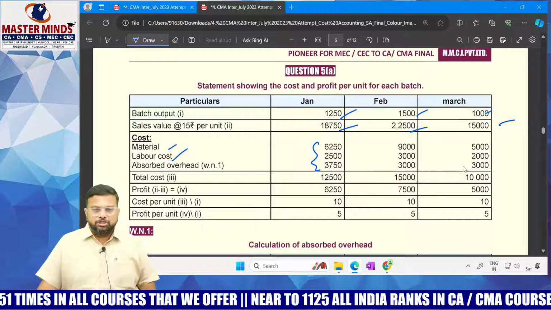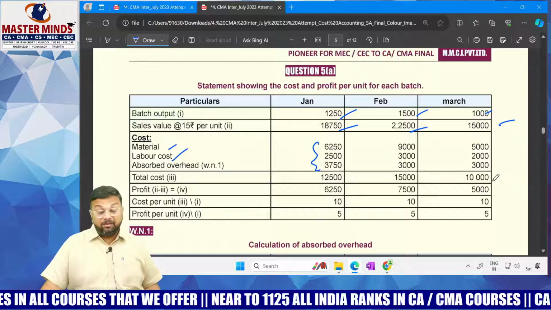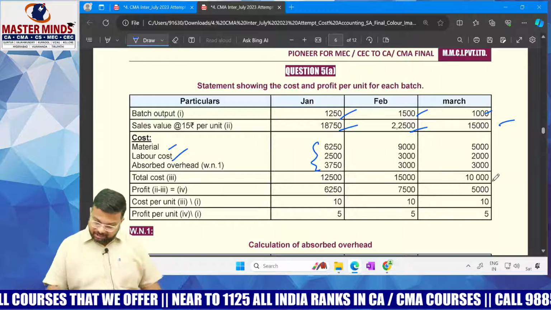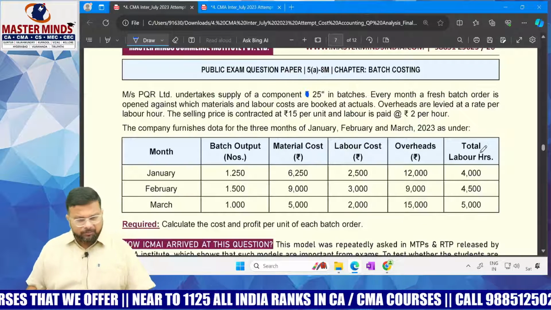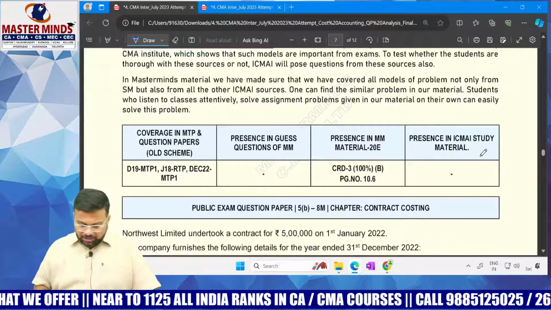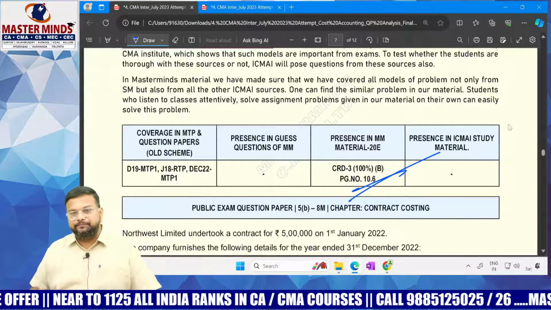So sales value minus total cost, you will get profit, and whatever is asked, we can find out easily. So this is about the batch costing problem. The same kind of problem is there in our material. You can clearly see we have mentioned it with references also.